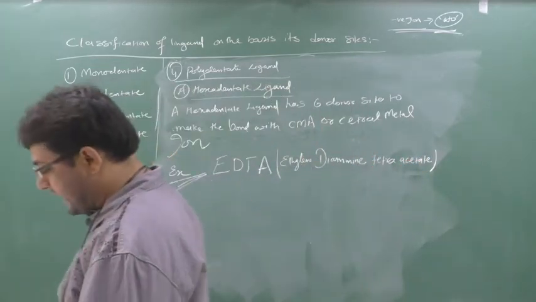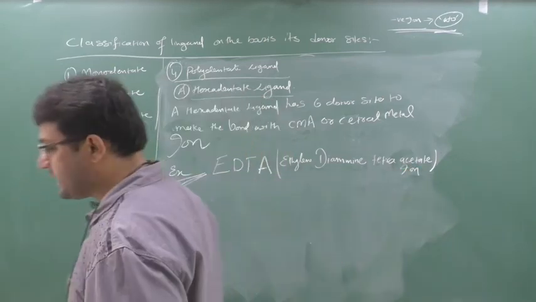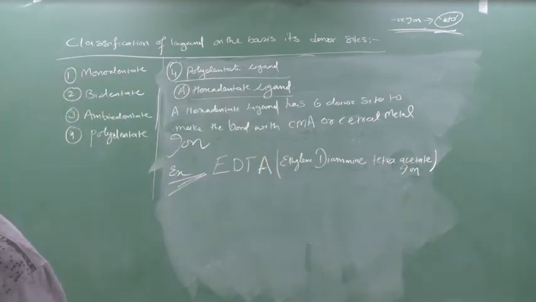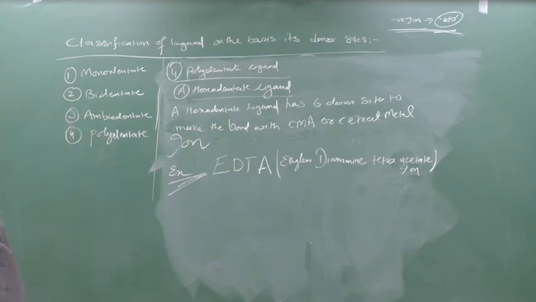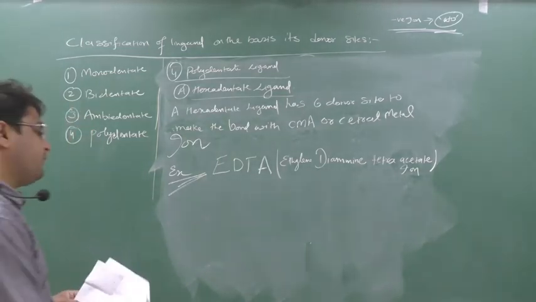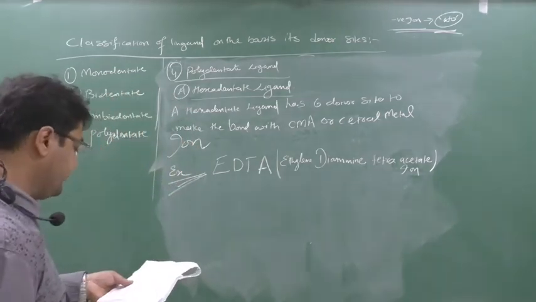So ethylene diamine tetraacetate ion, beta. It's not a molecule, it's an ion. Ethylene diamine tetraacetate, and they have, beta, how many donor sites? 6 donor sites. So what is the exact formula of EDTA? We'll see the exact formula of EDTA.